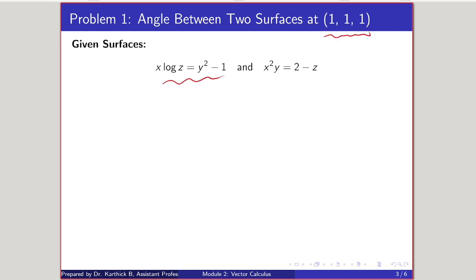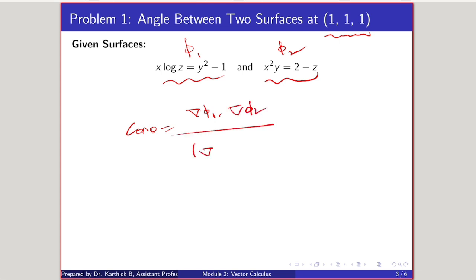They have given two surfaces. Let us consider this as pi 1 and this as pi 2. So what is the formula for finding the angle between two surfaces? It will be cos theta equal to gradient pi 1 dot gradient pi 2 divided by modulus of gradient pi 1 times modulus of gradient pi 2, at the given point (1, 1, 1).